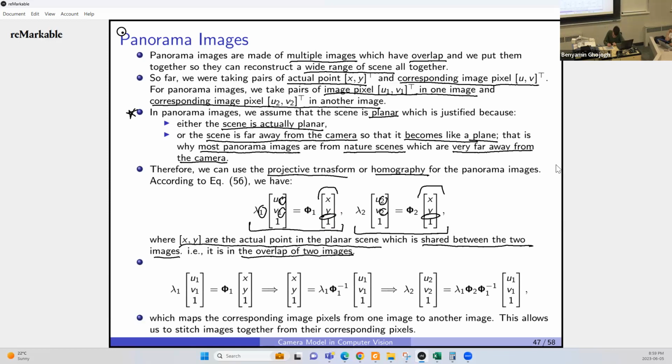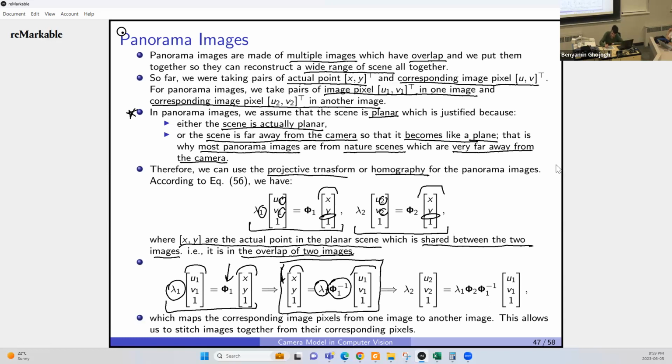Okay, now consider one of them: lambda 1, u1, v1, 1 equals phi 1, x, y, 1. This is a pain in the neck. Let's get rid of that. Left multiply both sides by phi 1 inverse. So this goes away. This equals lambda 1, phi 1 inverse, this. Correct? So I have this. So far clear?